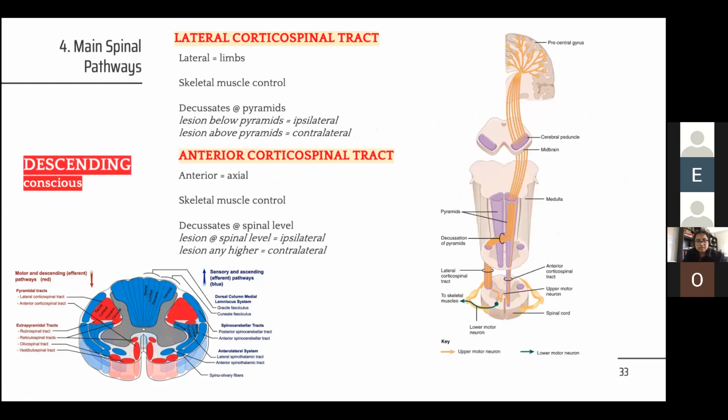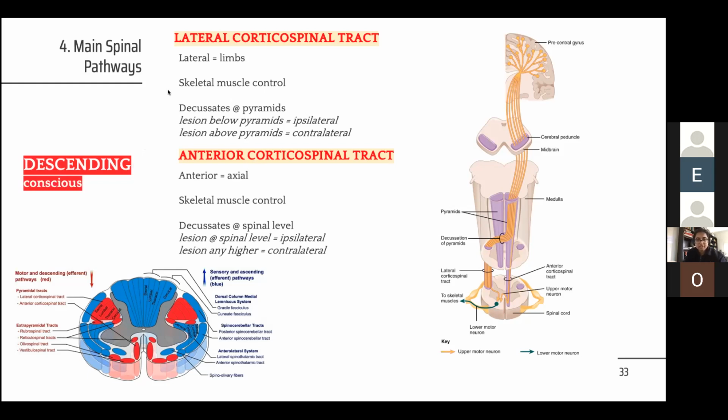Going into the descending pathways, these are all the motor pathways connecting your brain to your skeletal muscles, or your muscles in general. So you have your lateral corticospinal tracts and the anterior corticospinal tracts. Over here, you can see the lateral one is just a big lump of red, and then the anterior one is this little lump of red down here.